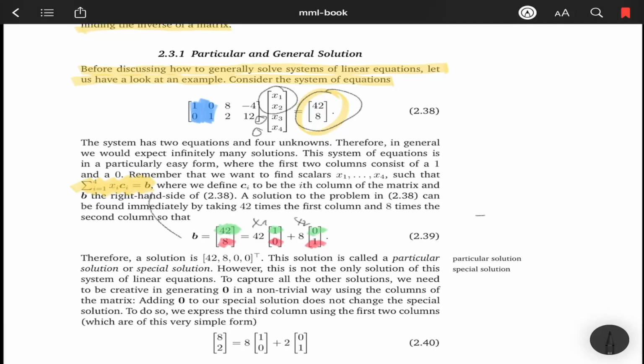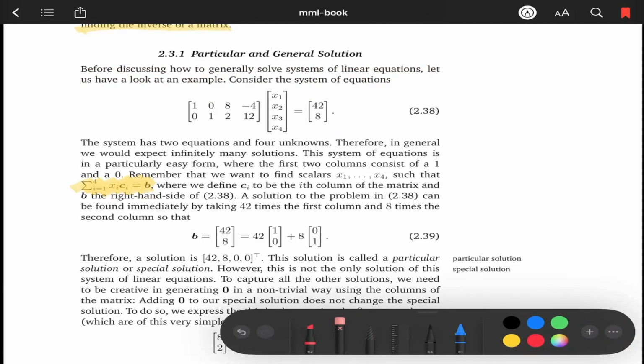Now we want to know how much of those x1 and x2 goes into b1, the green one. And we know that because here we have 0, x2 has no impact on b1. Therefore, only x1 impacts. And how big should x1 be to be 42? Yeah, it has to be 42 itself. And the same is true for x2. Yeah, that makes sense. Okay, so this is what they call a particular solution.